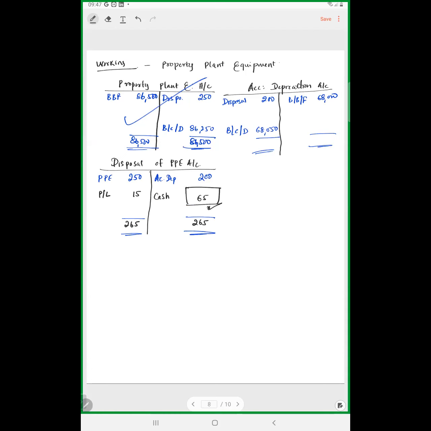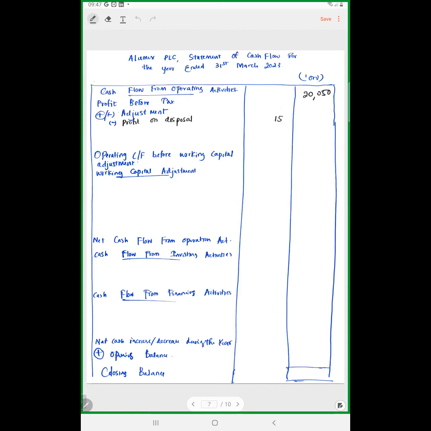So then the company has earned 65 rupees as cash. So then where we record it, you can record sales of PPE, 65.